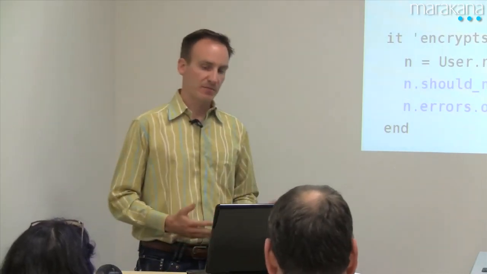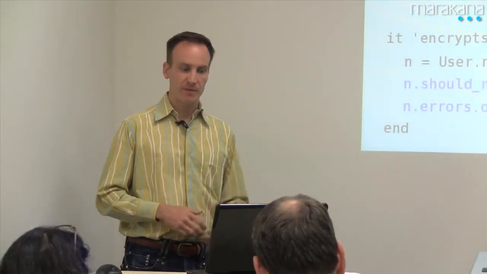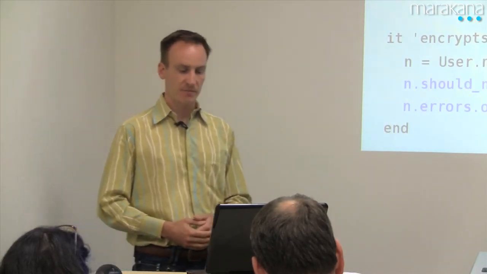We test the callbacks through their side effects. Namely, we set up an object in some state before the callback, like in our case, an address with a blank country. We trigger the callback somehow, in our case, that meant saving. And then we check for the side effect, namely that the country got defaulted correctly.